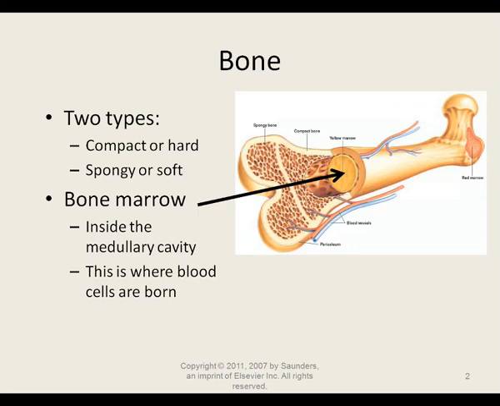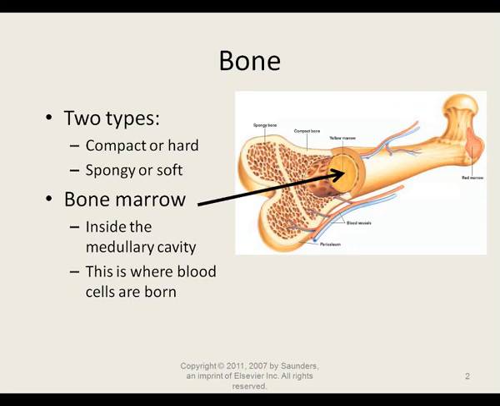Notice that there are two types of bone depicted. There's compact bone, and there's also spongy or soft bone. The spongy bone looks very much like a sponge. It actually has holes in it, and you would find bone marrow in these holes. Bone marrow we'll talk about in a second. The compact bone is dense and doesn't have this spongy appearance.